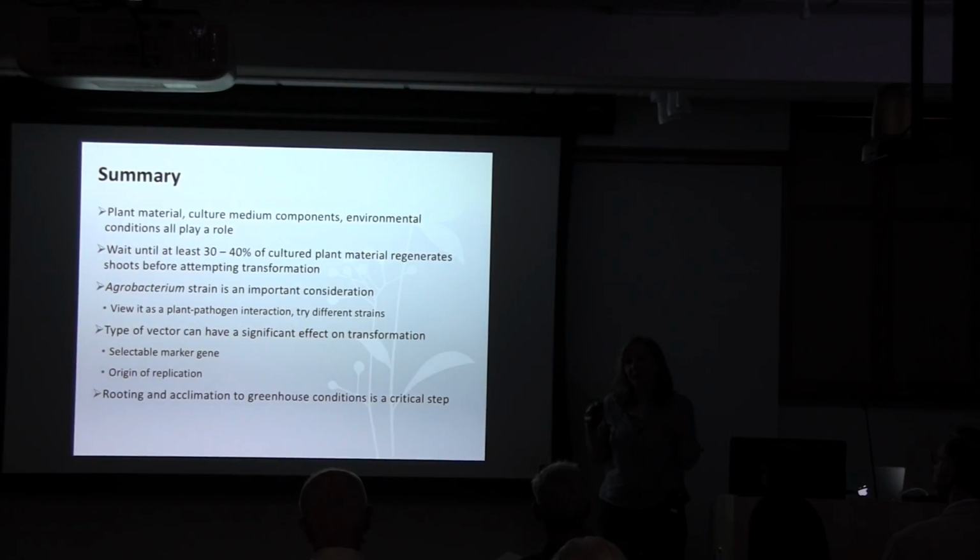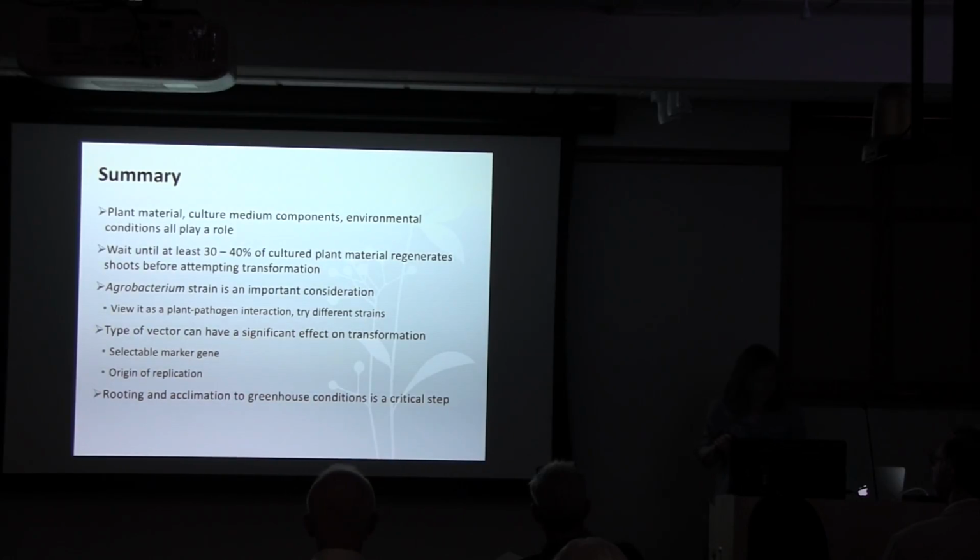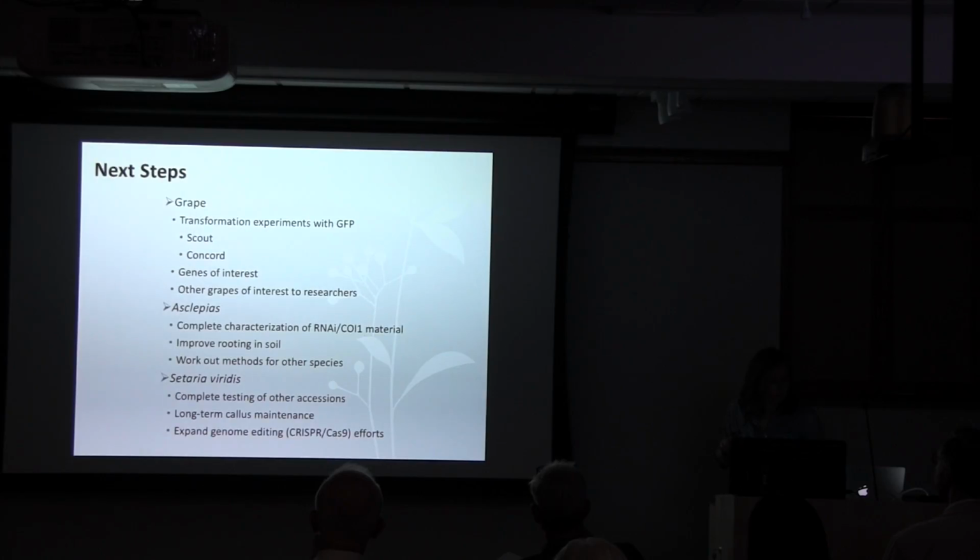I have a great group. They're very patient, they're very creative, and that's why we are successful in what we do. So for the next steps, for Grape, we are going to do what I mentioned, the transformation with GFP. As soon as we have enough embryos from Concord, we're going to try transformation of Concord.